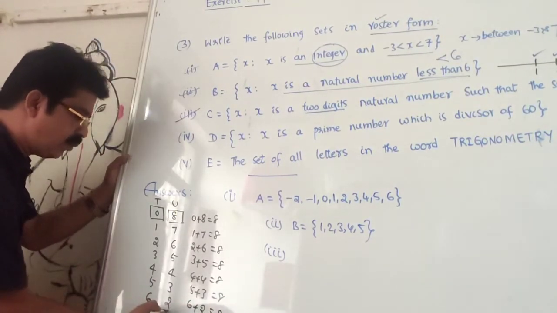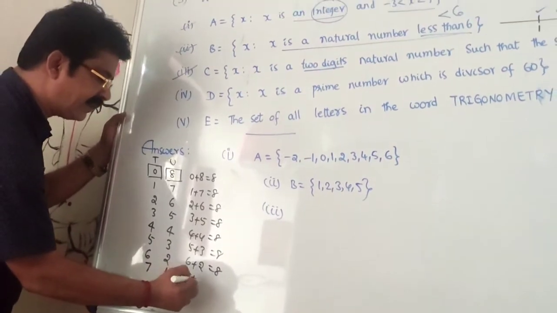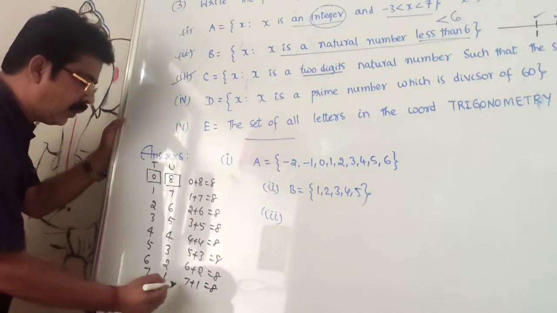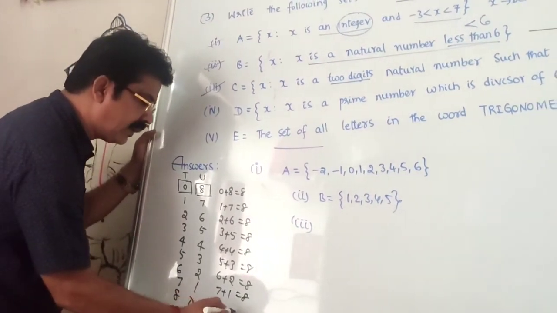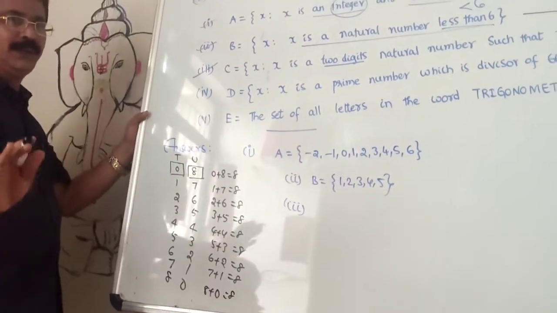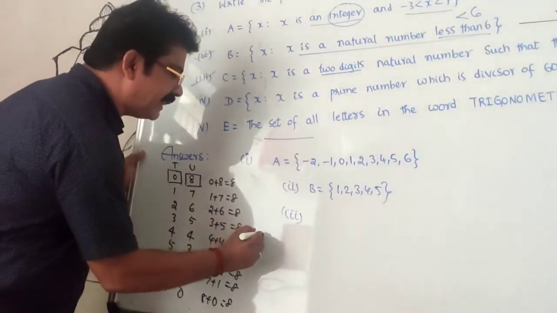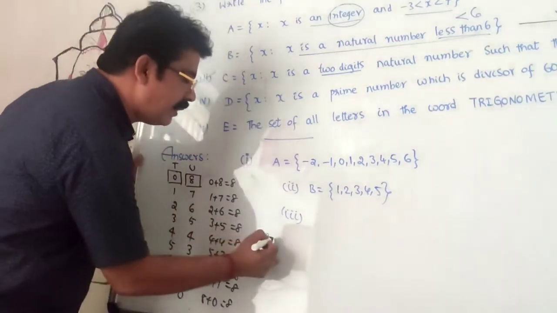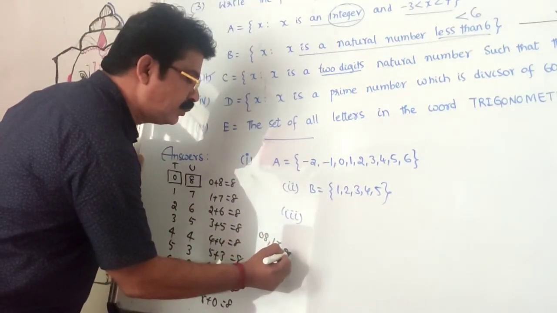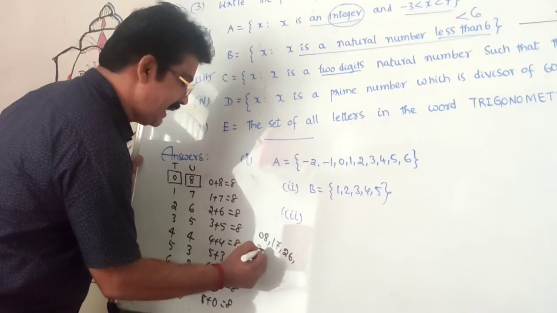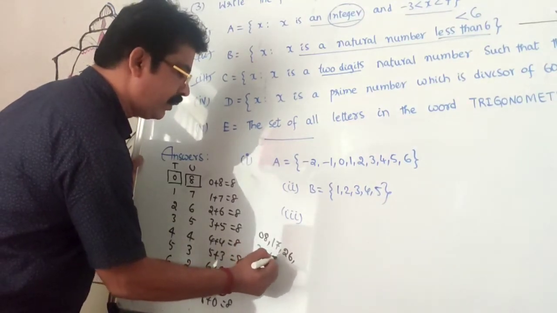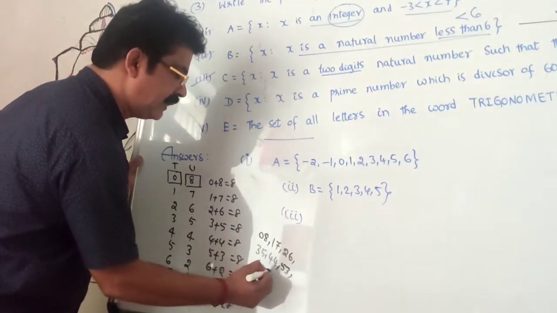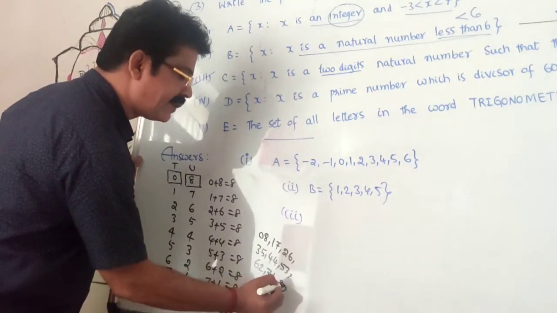Next 7, 1. 7 plus 1 is also 8. Next 8, 0. 8 plus 0 is also 8. So remember, 0 8 means only 8. 0 8, 1 7, 2 6, 3 5, 4 4, 5 3, 6 2, 7 1, 8 0.